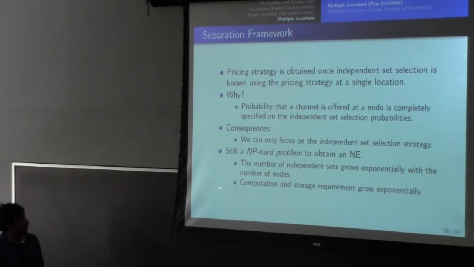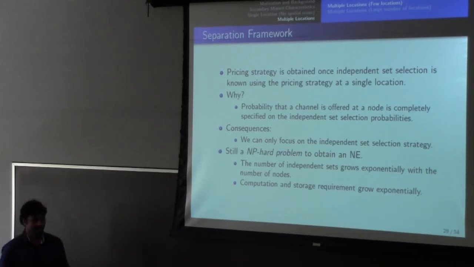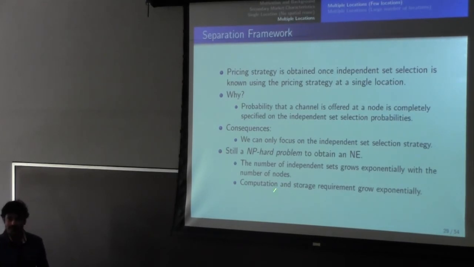Okay, so the consequence is that we can focus only on the independent set selection strategy, but still it is a very hard NP problem to obtain an NE because it is a combinatorial problem, and the number of independent sets also grows exponentially with the number of nodes. So the computation and storage requirement also grow exponentially. So how can I solve this problem?